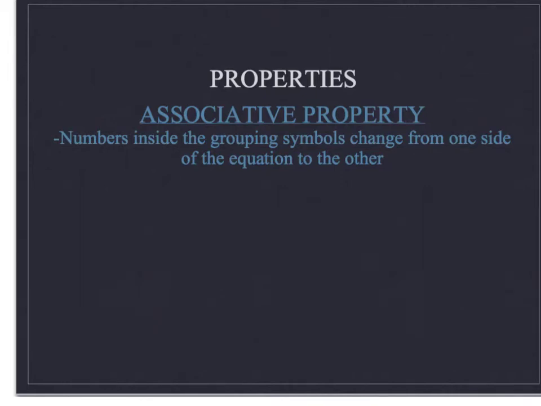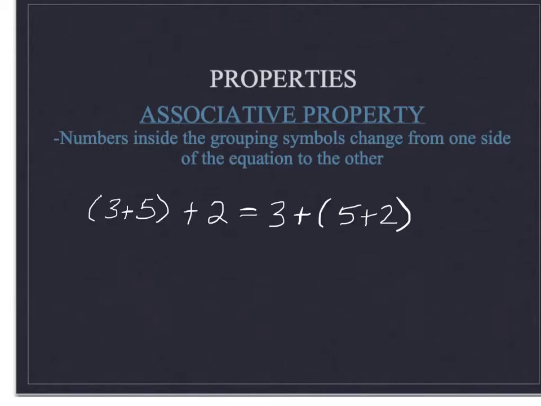First, we're going to start off with associative property. The best way to remember associative property is that the numbers inside the grouping symbols change from one side of the equation to the other. Here is an example.